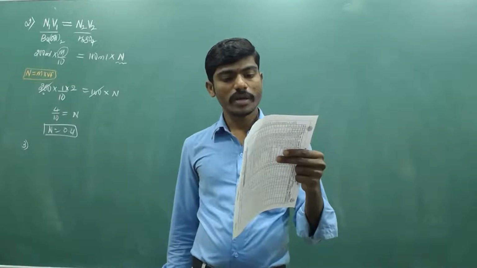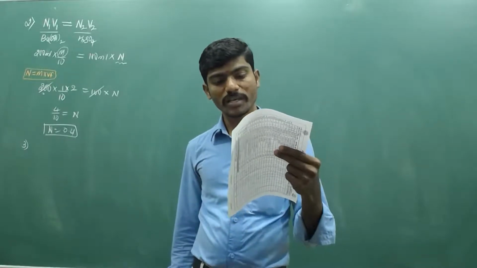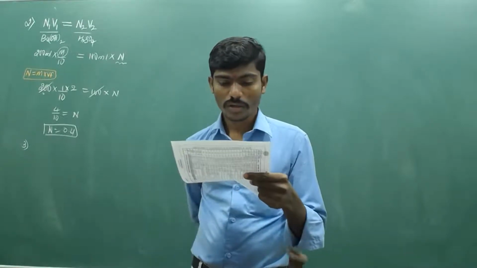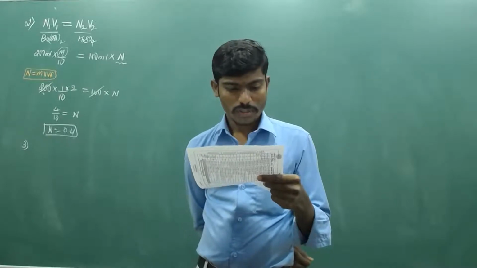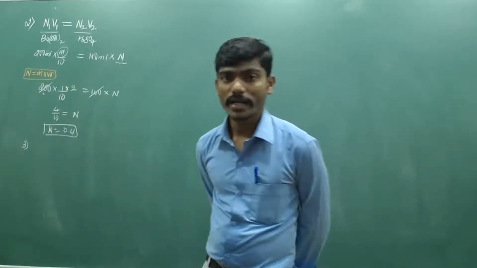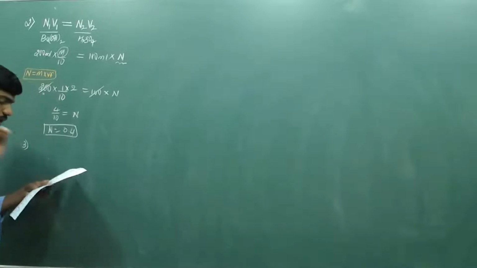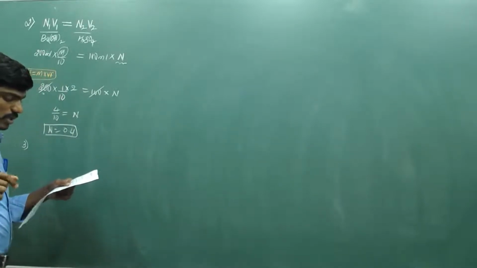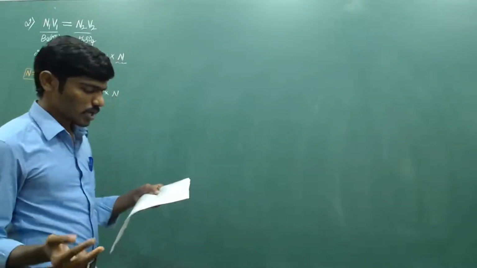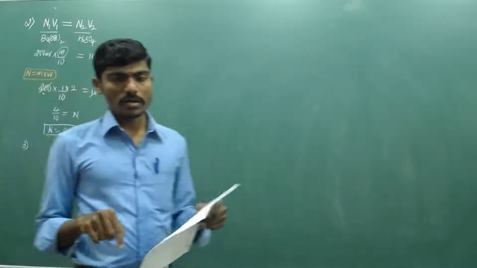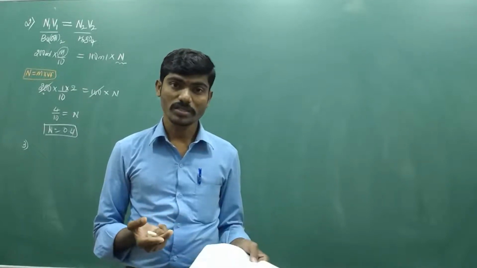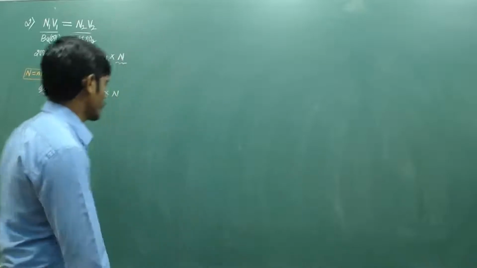Third question: the mass of urea required in making 2.5 kg of 0.25 molal aqueous solution. Actually, it is molal, not molar. If it were molar, we would require the volume. They have given 2.5 kg of water solution. Water density is 1, so we can take it as 2.5.